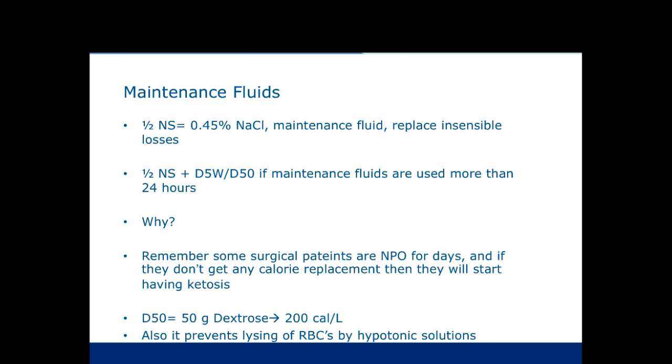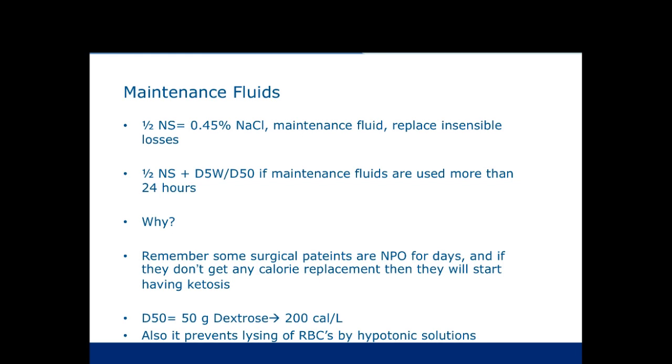But when would you give D50? So you give D50, and especially think of surgical patients or patients who have just been NPO for days, right? If you don't eat, you lose your glycogen stores. And what are you going to start using as your calories or your source of energy? Obviously, you're going to resort to ketosis, right? And that's not good. So by giving about 50 grams of dextrose, that's what the D50 stands for, right? It's about 200 calories per liter. So that actually prevents ketosis.